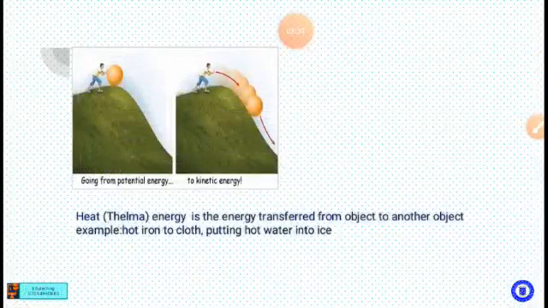And then lastly, we have heat energy, which is also called thermal energy. This is the energy transferred from an object to another object. Example, we have a hot iron placed on a rumpled cloth. When the heat in that hot iron is being transferred to this rumpled cloth or a squeezed cloth, what happens?